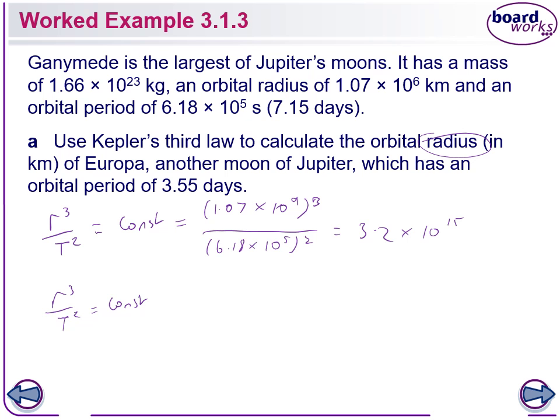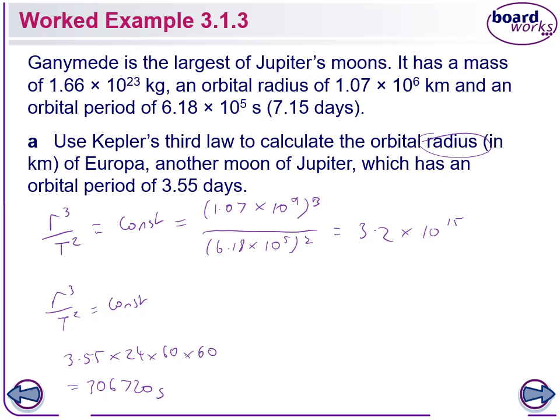So the period is 3.55 multiplied by 24 hours in a day, multiplied by 60 minutes in an hour, multiplied by 60 seconds in a minute. And what will that give us? 3.55 times 24 times 60 times 60, which is 306,720 seconds. Oops, sorry, it's a bit messy.